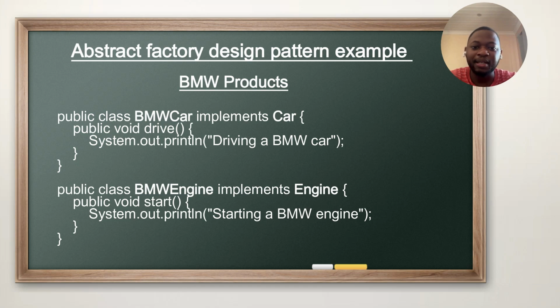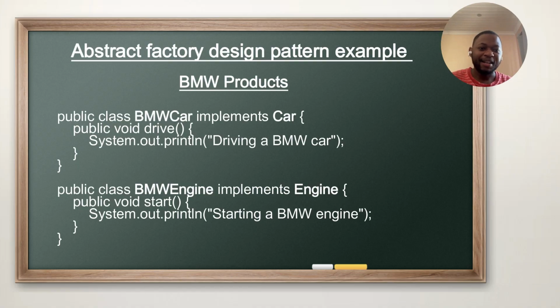Now with our BMW products, we have a BMW car that implements the car interface, and when we invoke the drive method from the BMW car class object, we should have driving a BMW car printed out on our console. Below that we have a BMW engine class that implements the engine interface, and we are also required to implement the start method, which when invoked should print out starting a BMW engine.